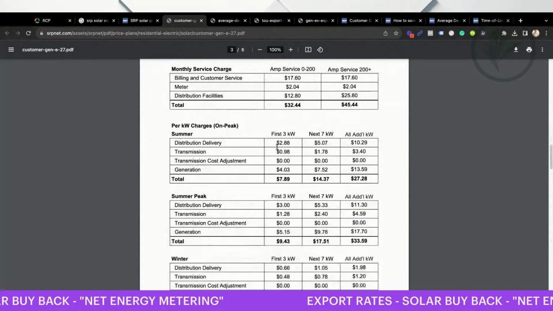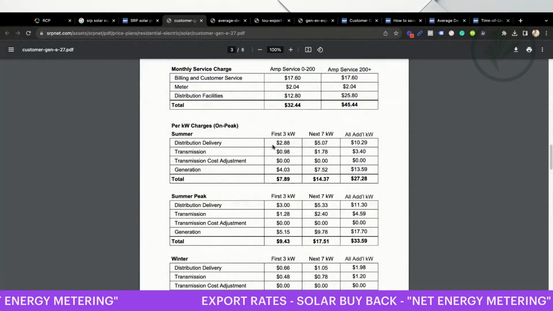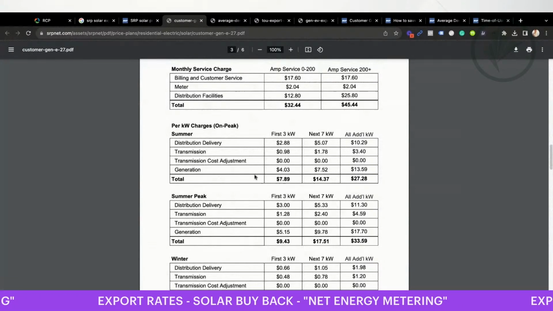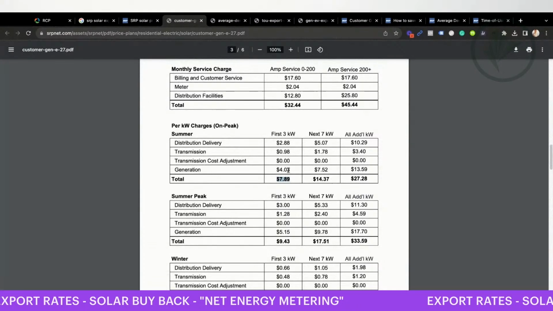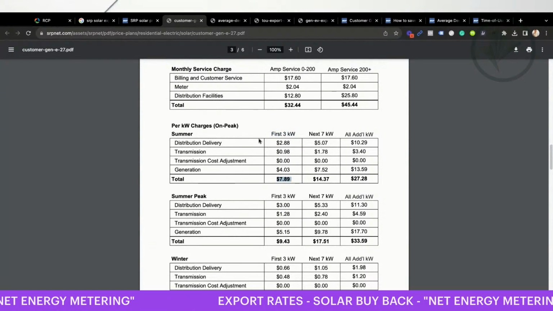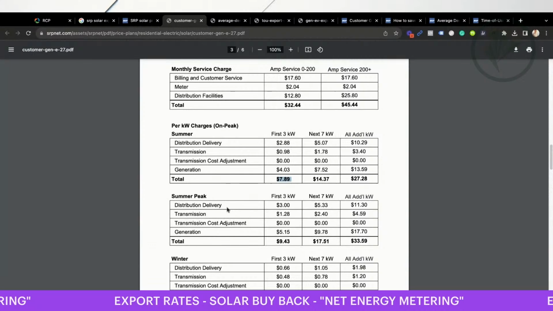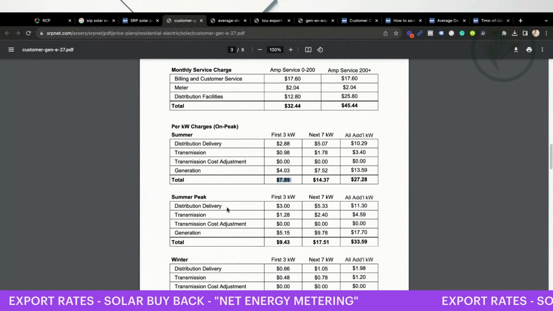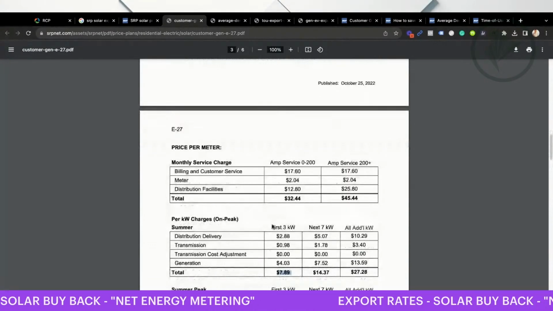And this is where things get real complicated. So you have the plans, all this stuff. It just tells you what it's worth in the end. So your first 3 kilowatts of demand are $7.89 each. If I'm reading that right, each. We want to make sure.